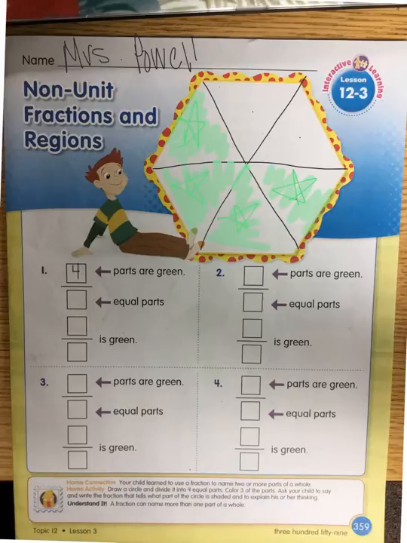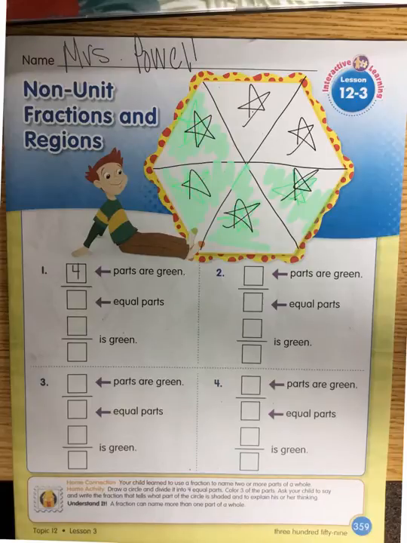Out of how many equal parts? That's every single part that is chopped up or cut up. So that's including the shaded parts. Let's count those, including the green parts, all parts. There's 1, 2, 3, 4, 5, 6. 6 equal parts because they're all the same. So that's 4 out of 6.